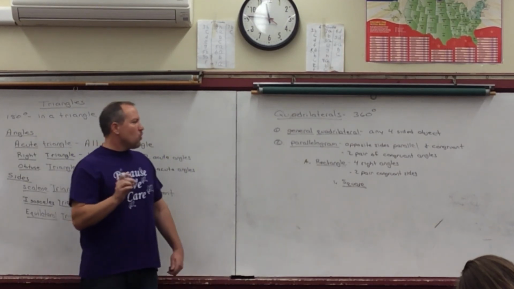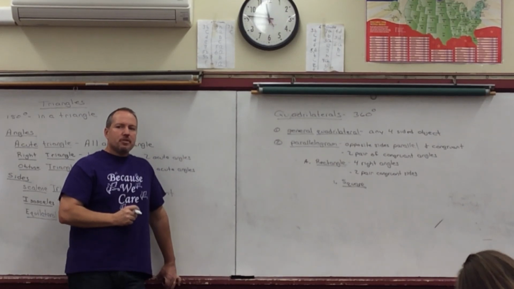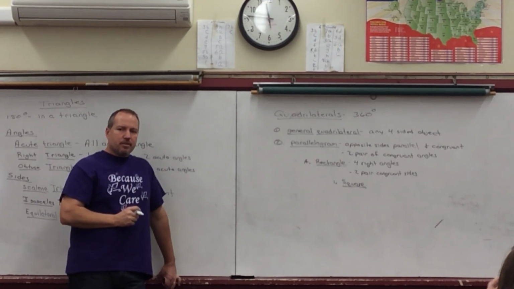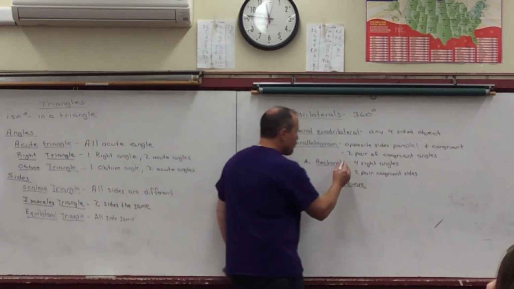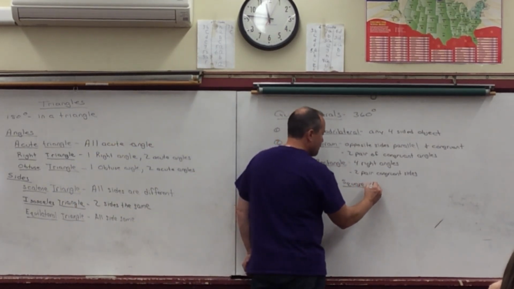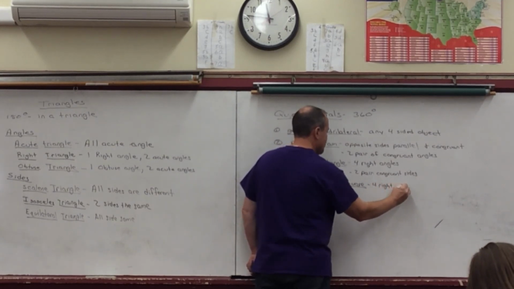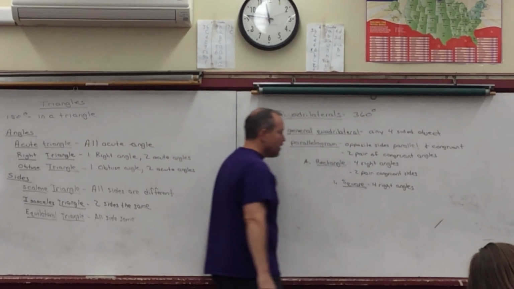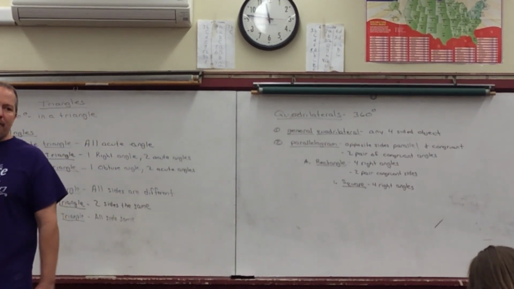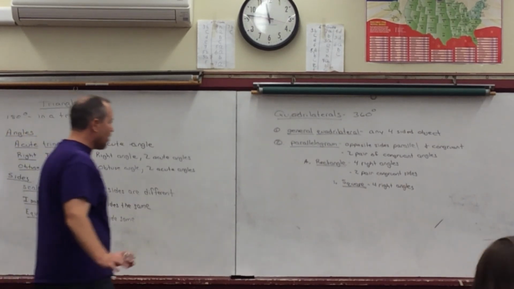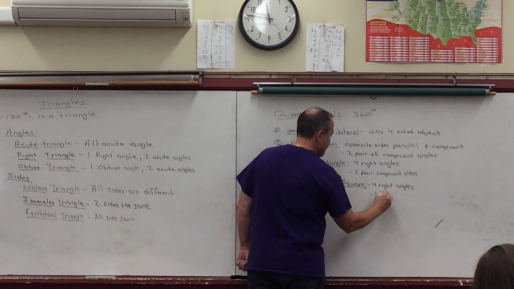Why is a square a special kind of rectangle? Johnny? Because all the sides are equal. Okay. It is a rectangle because it has 4 right angles. Because it has 4 right angles, that makes it a rectangle. However, it is a special kind of rectangle because of what Johnny said. It has 4 congruent sides.